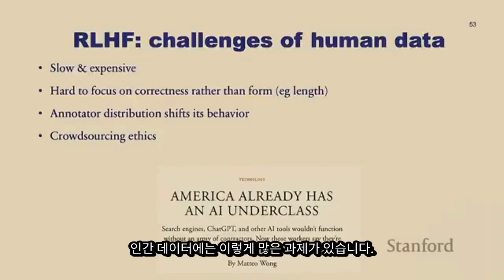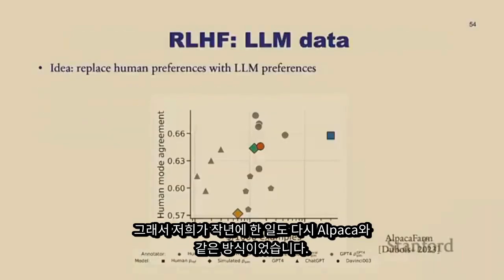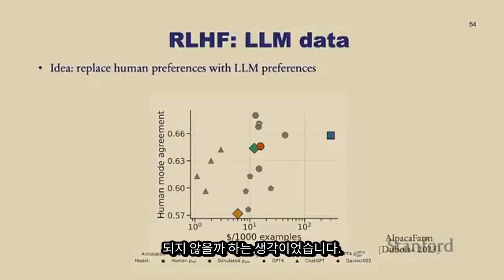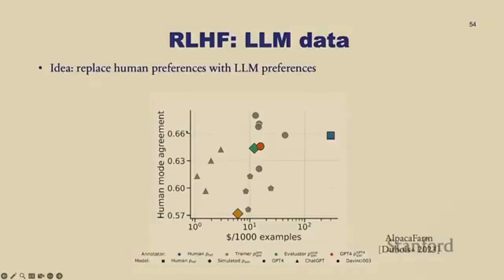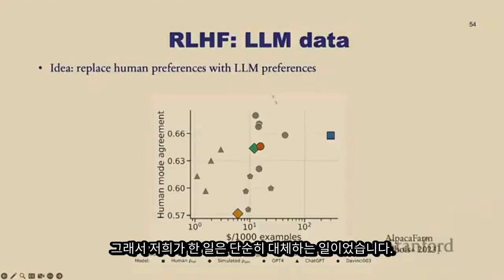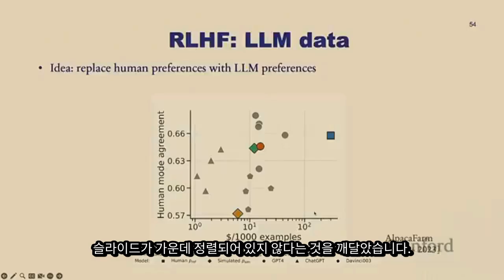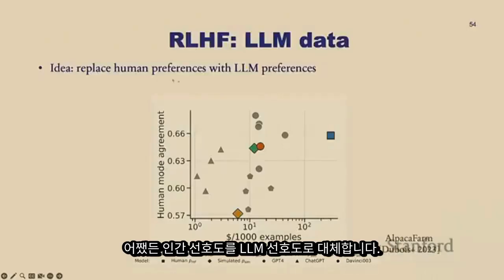So many challenges with human data. So what we did also last year, again the same thing as Alpaca, is the idea that there are challenges with humans, so maybe we can just replace them with LLMs. So what we did is simply replace, I'm just realizing that the slides are not centered. Anyways, you replace human preferences with LLM preferences.